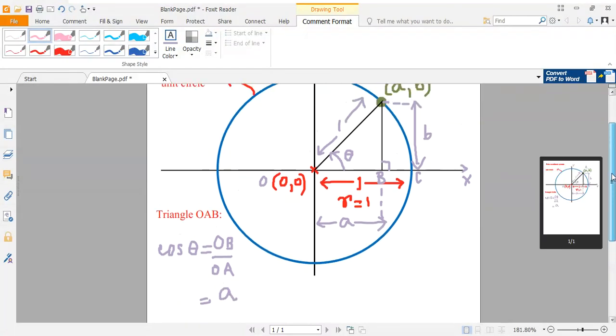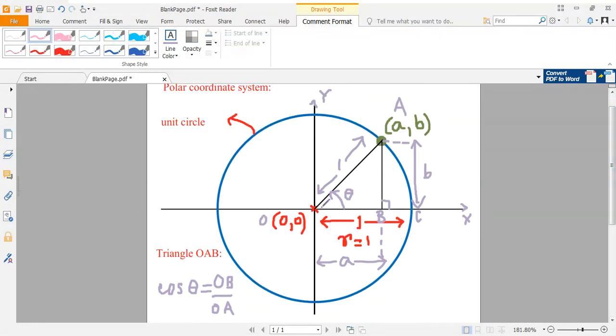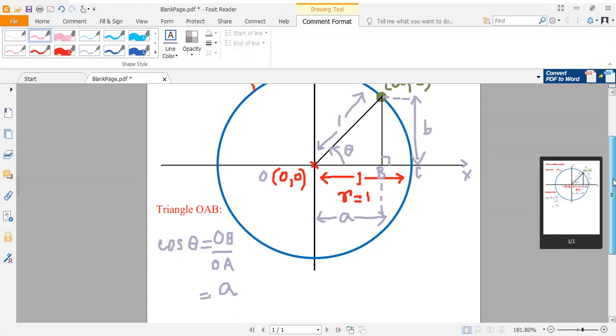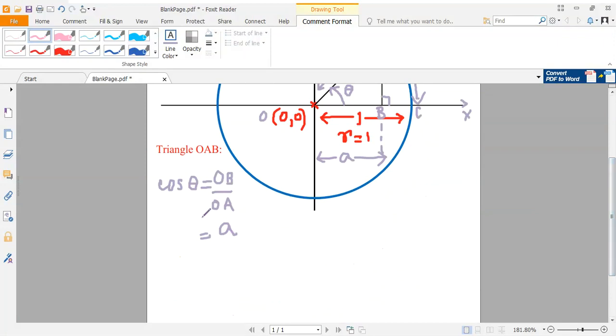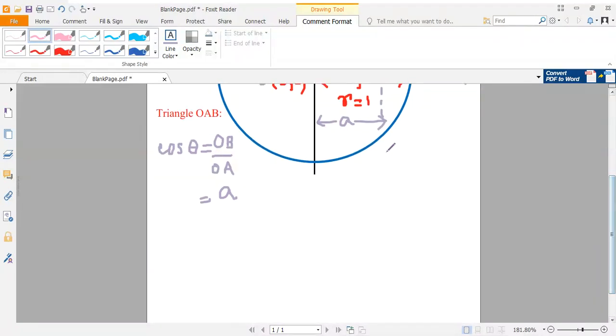Now, just a while back, I said that OA, being the radius of a unit circle that I've considered, should be of length 1. So the denominator is actually 1. OA is 1, which means I can say cos theta is just A. It's just simply A.